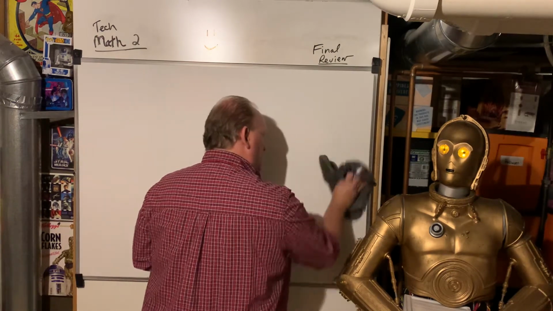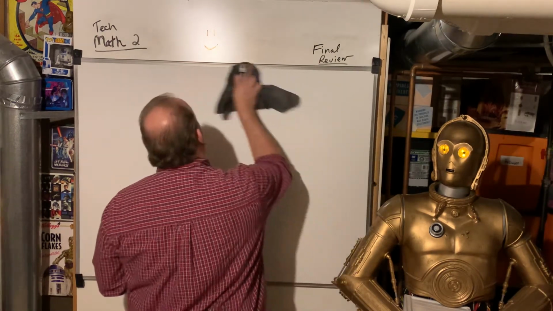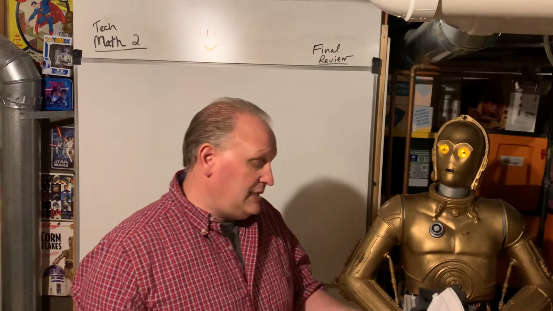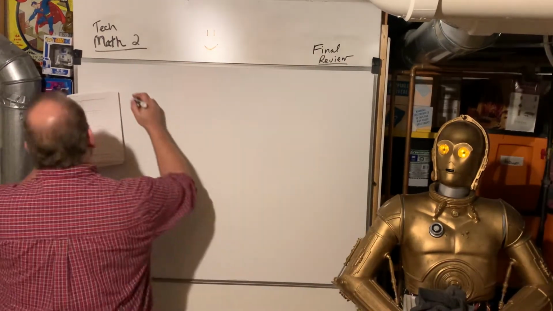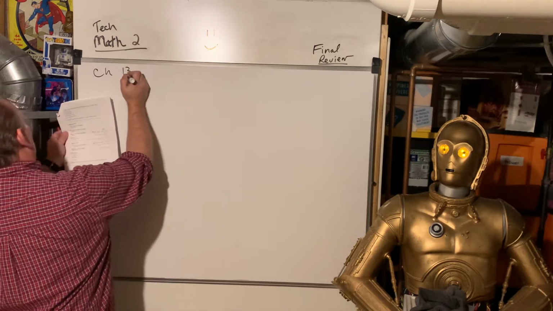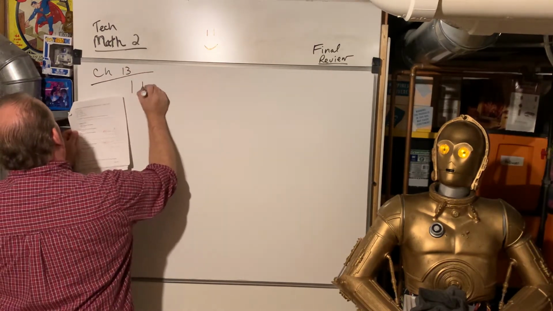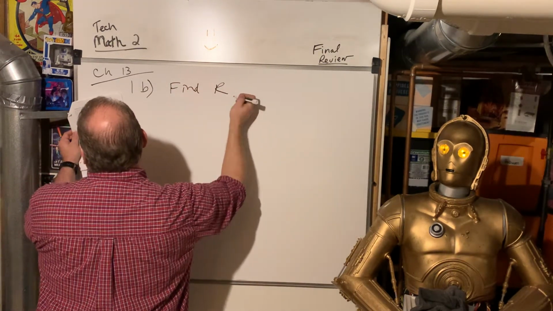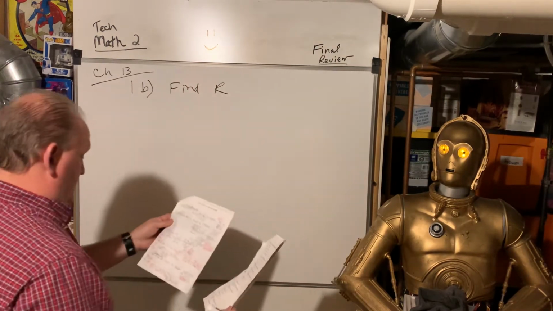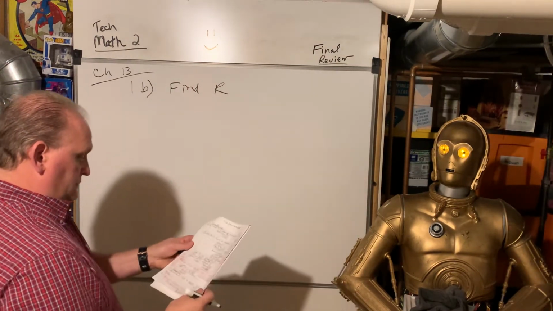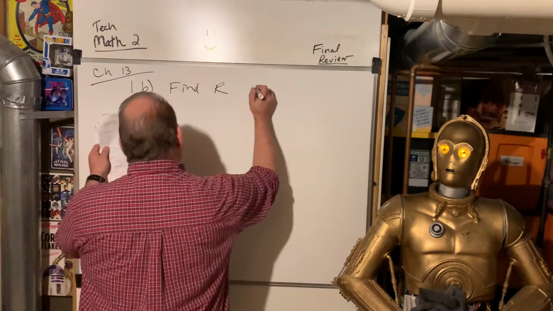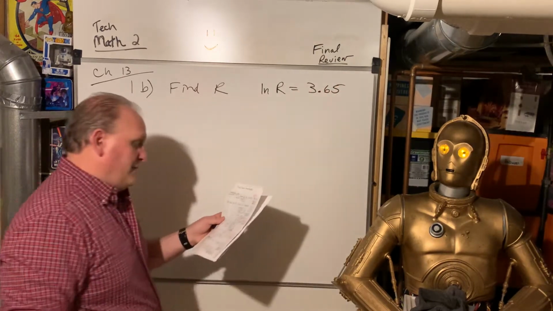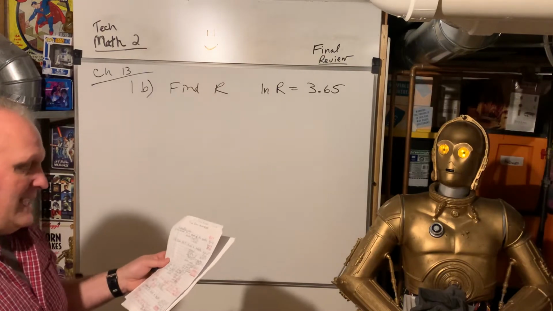So chapter 13, 1B is going to be on the test. There isn't one like 1A. There is one like 1B. Find r, round to tenths. Okay. So let's see, they have ln r is equal to 3.65. And they want me to find r and round to tenths place.